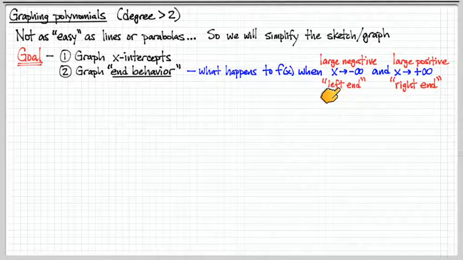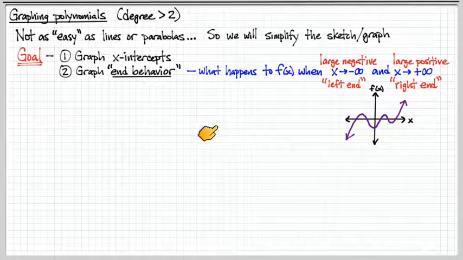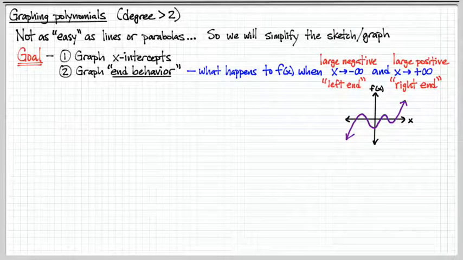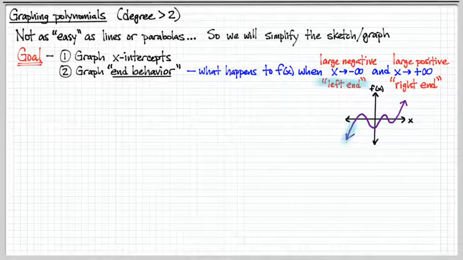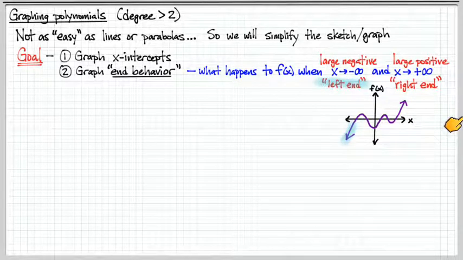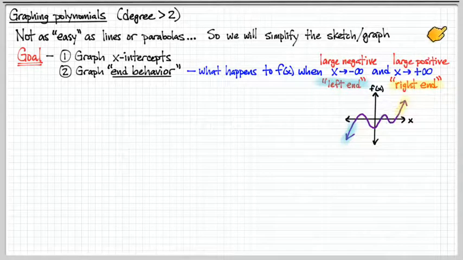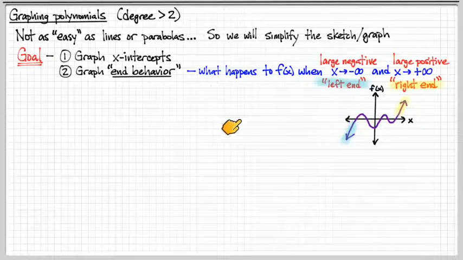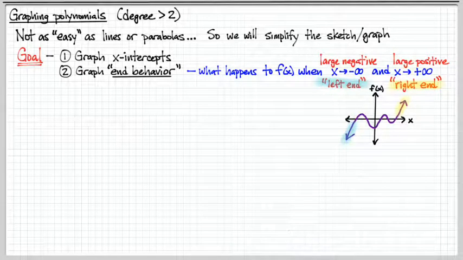I also talk about it in terms of left end behavior and right end behavior, because when we look at a graph, as x becomes more and more negative out here, what happens to the function? That's our left end behavior. Similarly, as x becomes bigger and bigger, moves to the right, that's our right end behavior. What happens to the function? Does it go up? Does it go down as x becomes bigger? When x becomes more negative, does the function go up or does the function go down? That's end behavior.